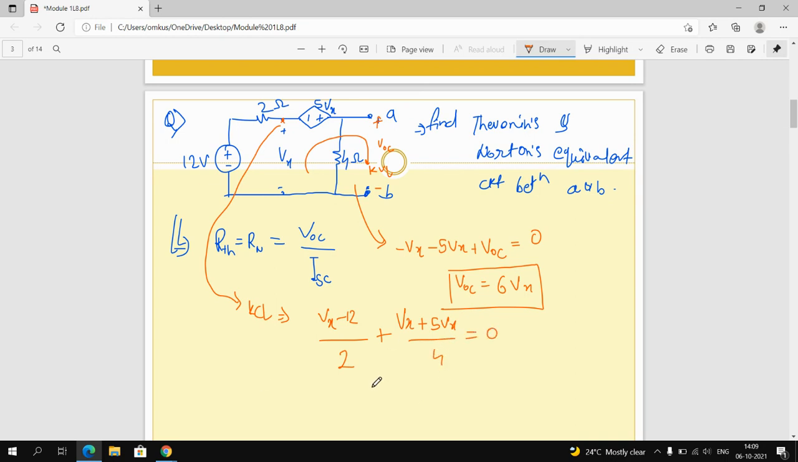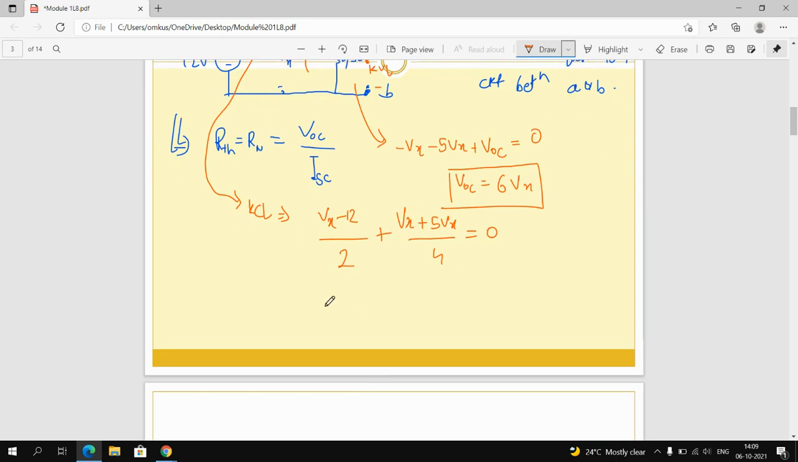Now solve this problem. Multiply by 2, that is 2 Vx minus 24 plus 5 Vx plus Vx, that is 6 Vx, right? So 6 plus 2, that is 8 Vx is equal to 24. So what is the value of Vx? 3. Okay, I'm getting here 3 volt.